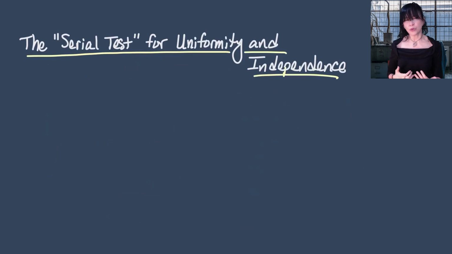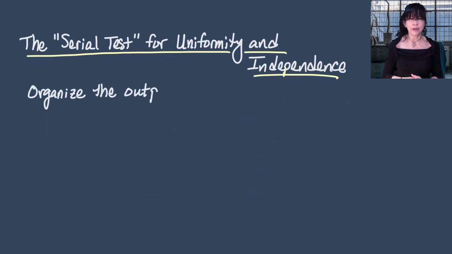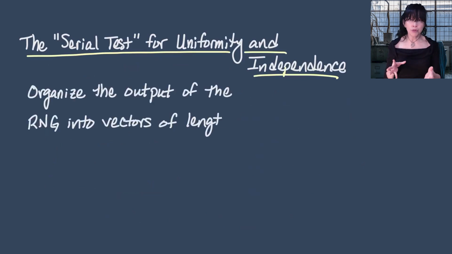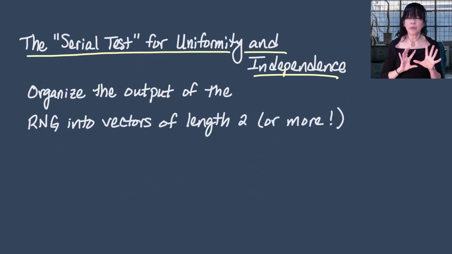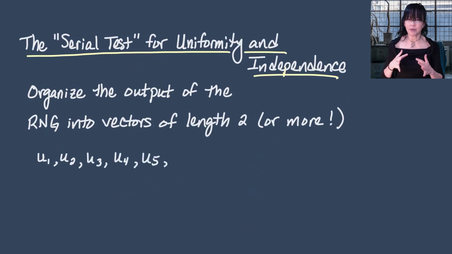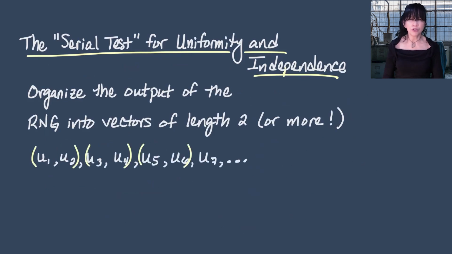What we're going to do is organize the output of the random number generator into vectors of length 2 or 3 or 4 or 5, and we're going to plot them as points in 2-dimensional space or 3-dimensional space or 4-dimensional space. We're going to envision them as points there. Now, I'm going to call my values U1, U2, U3, U4, etc., and I'm going to pair them off. In this case, I'm going to do this for vectors of length 2.